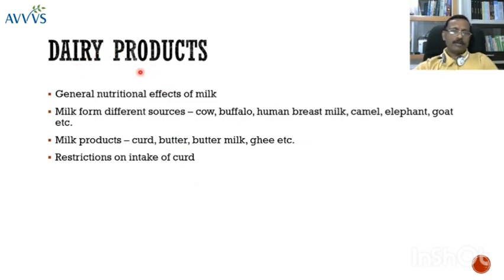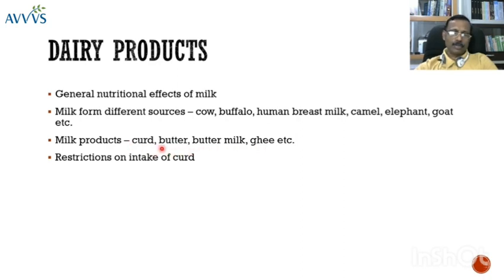Regarding the milk and milk products or dairy products, general nutritional effects of milk are explained. And milk from different sources like cow, buffalo, human breast milk, camel, elephant, goat, etc. are explained. Even the camel and elephant milk characteristics are explained, but often they are not used as food. They are used in preparation of medicine. There is no contradiction in using camel and elephant milk, but regularly we take goat's, cow's or buffalo milk. Human breast milk also is very important in its medicinal value. Milk products such as curd, butter, buttermilk, ghee, etc. also are described in this context.